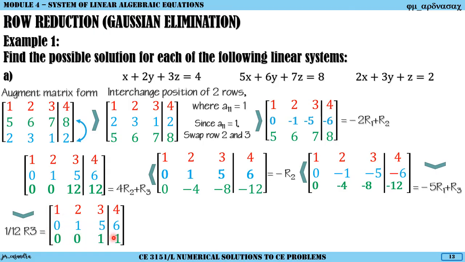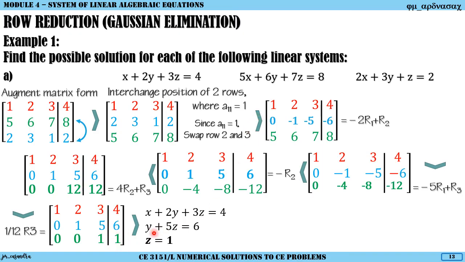upper triangular matrix. So from here, we can now write the matrix into an equation form as 1x plus 2y plus 3z equal to 4. For the second row, that will now be 0x plus y plus 5z equal to 6. And lastly, we'll have 0x, 0y, z equal to 1.